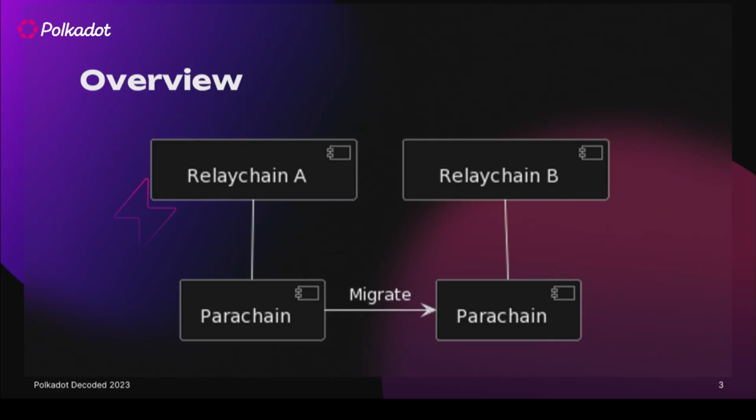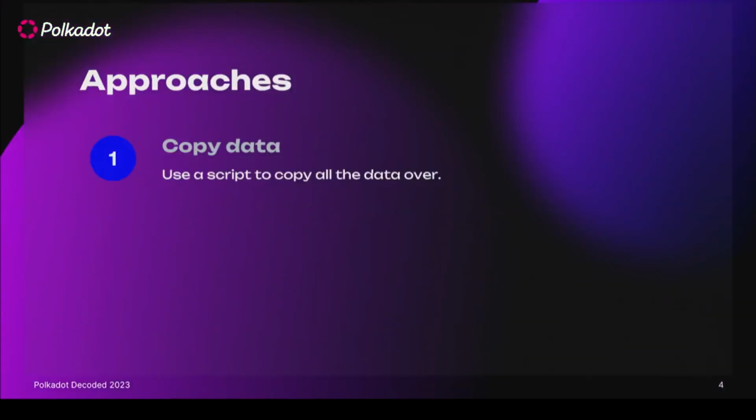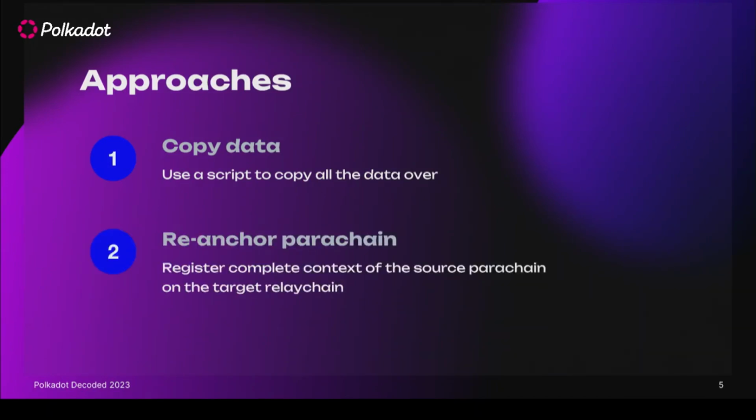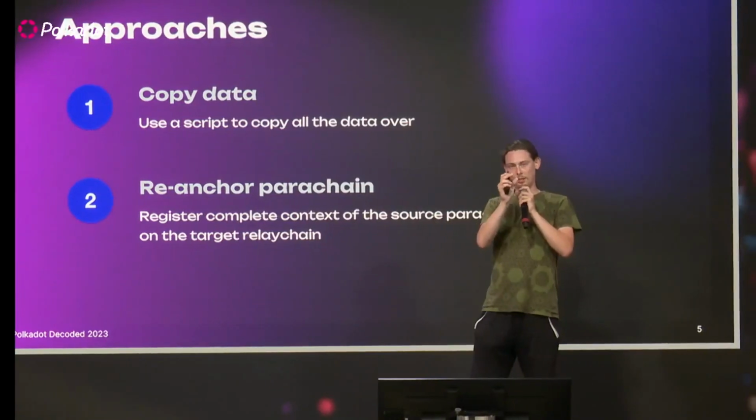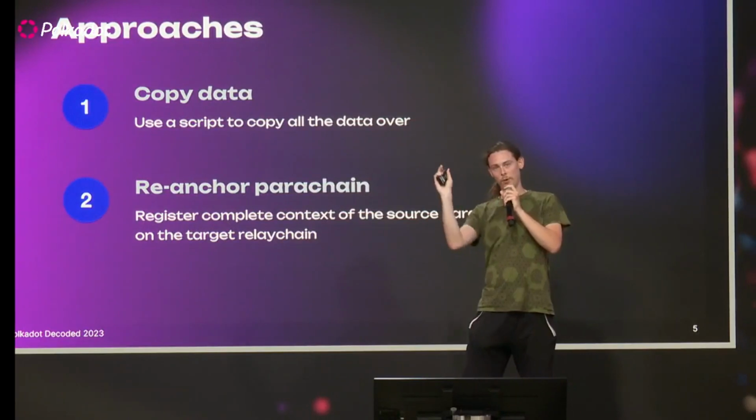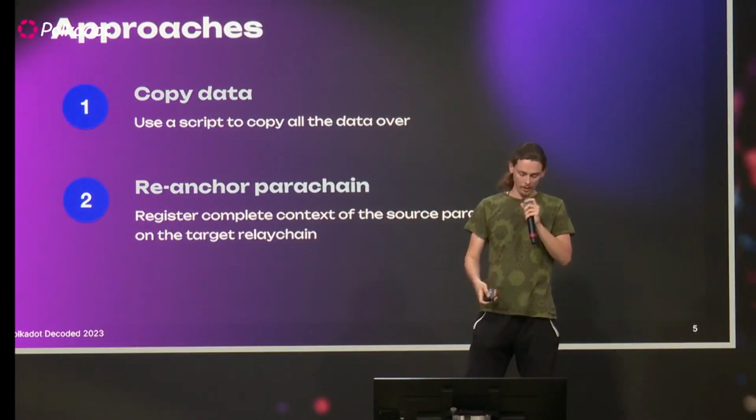I'm going to use the terms source relay chain and source parachain, and target relay chain and target parachain in this talk. One approach that you could take is copying the data over. So basically you replicate the complete state of the source parachain on Kusama to the target parachain on Polkadot, and you could use a script to copy all the data over. The other approach is to re-anchor the parachain, basically not doing any copying, but just imagine it like reattaching it from one relay chain to another relay chain.